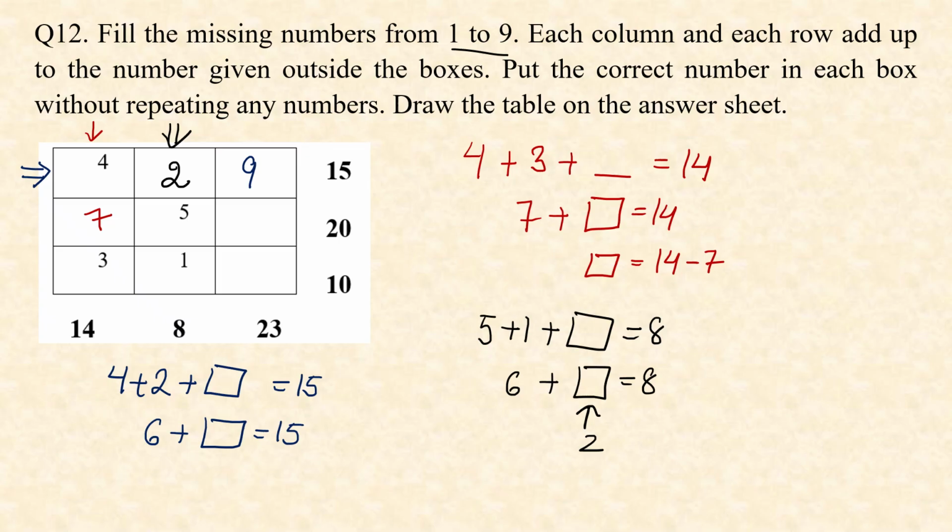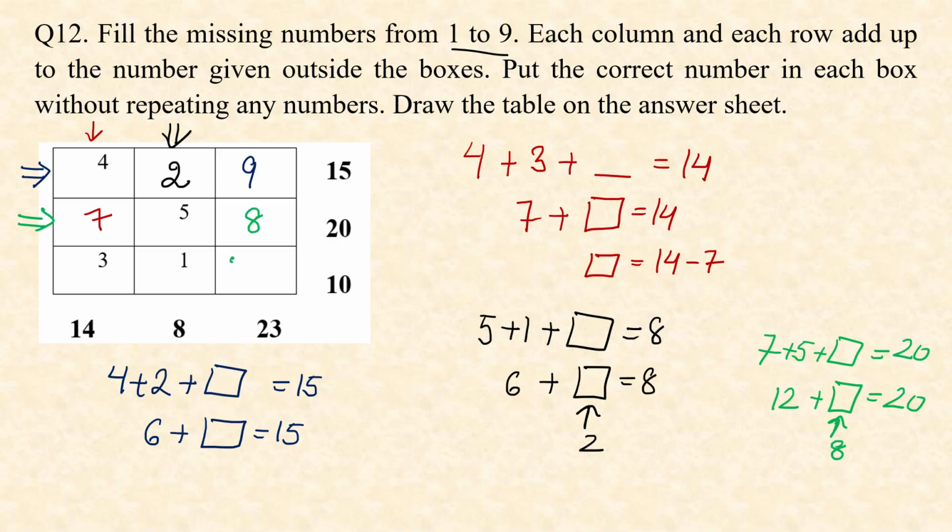Now move to the second row. 7 plus 5 plus what gives you 20? 7 plus 5 is 12. 12 plus what gives you 20? This should be 8.